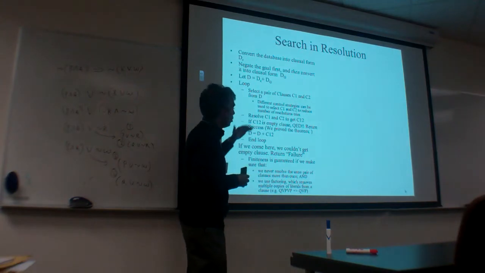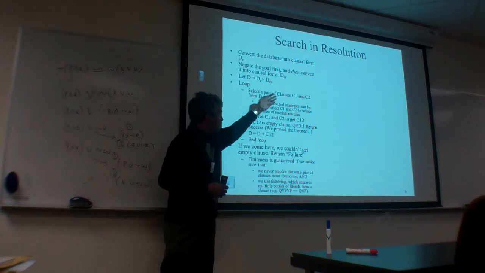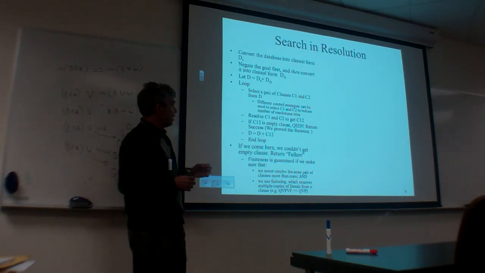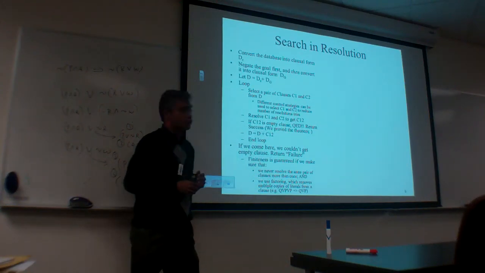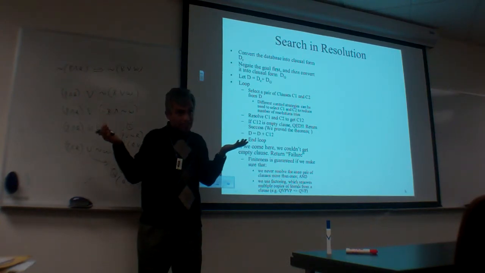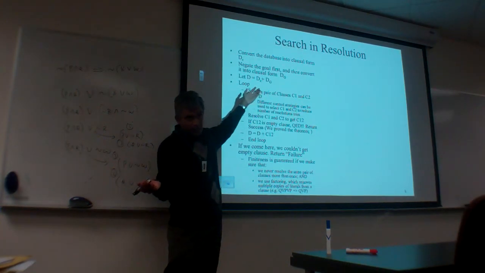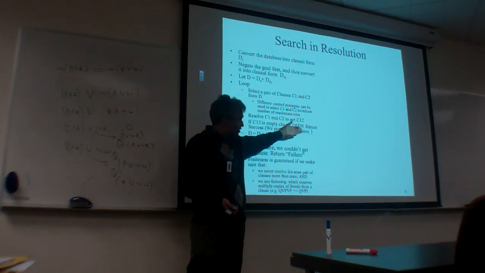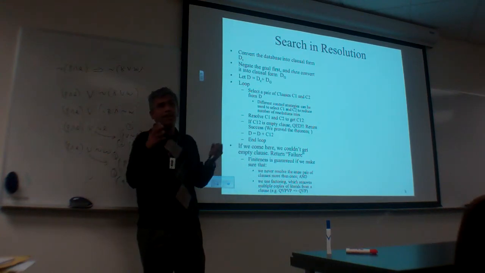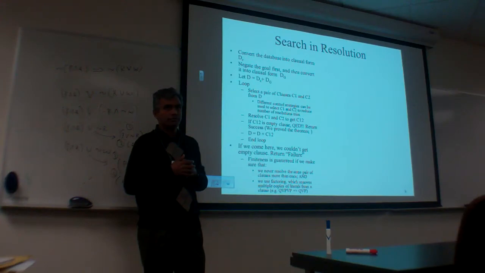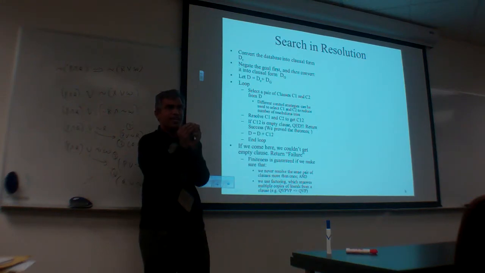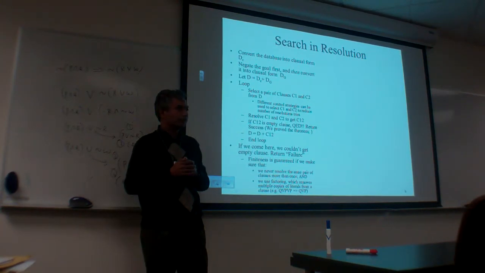Then the loop starts. Select a pair of clauses C1 and C2 from D, and resolve C1 and C2, get C1,2. Of course, some clauses cannot be resolved at all. So you must select clauses that are resolvable and resolve them and you get a resolved clause C1,2. If C1,2 is empty, you say, yay, I'm done, and then you stop. If not, you add C1,2 to D. It's a new clause, so D has now become fatter. Continue the loop.